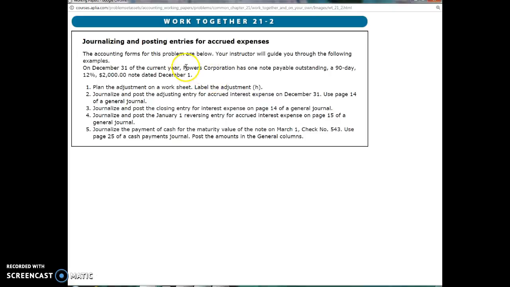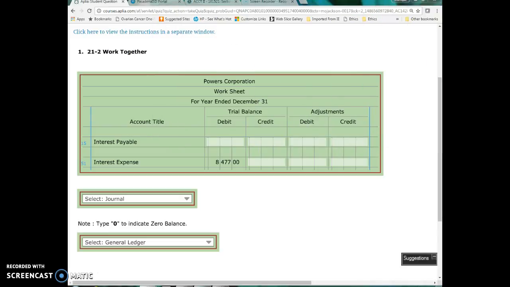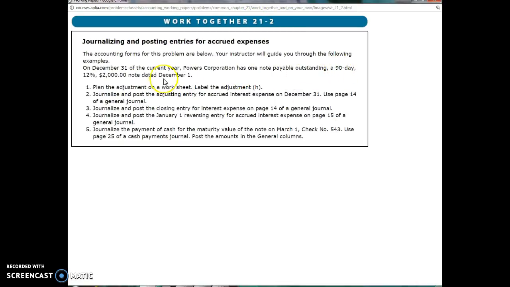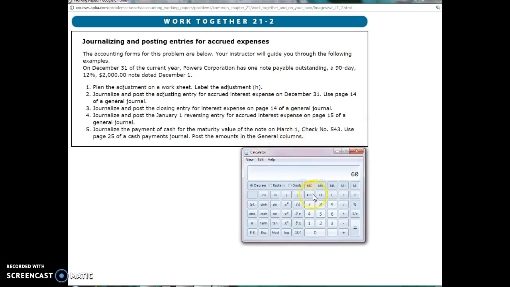And we are Powers Corporation. And this is December 31st, 90 days, 12%, dated December 1st. So here goes. Number 1, plan the adjustment on the worksheet. Let's look at this again. We have 90 days, 12%, 2,000. But we're only looking at the time between December 1st and December 31st. So that will be 30 days.